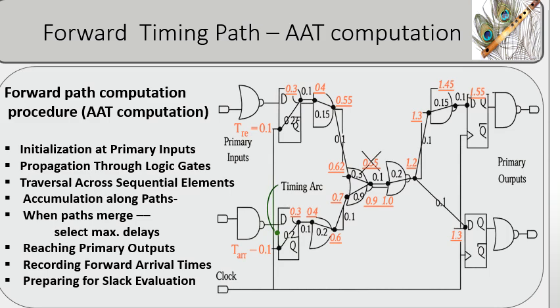Multiple converging paths are resolved by selecting the maximum arrival time, ensuring worst-case timing is captured. This propagation continues through intermediate nodes, clearly showing delay buildup across the timing arc. At the capture flip-flop inputs, the final arrival time reflects the total path delay from launch to endpoint. This forward traversal forms the basis for slack computation when compared later with required arrival times.